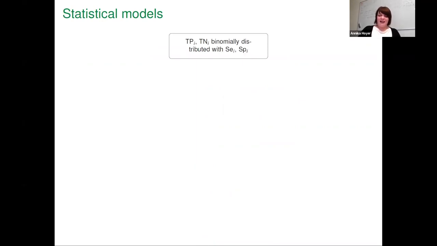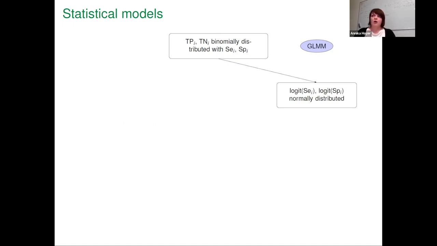Good news is that there already exist several approaches for the meta-analysis of diagnostic test accuracy studies. And the standardly used approaches start with the same assumption. We assume that the numbers of true positives and true negatives are binomially distributed with the sensitivity and specificity as success probabilities. This is the main assumption in most of the models. The model that is then used and also recommended by Cochrane is to apply a generalized linear mixed model. That means we logit transform our sensitivity and specificity, which are then normally distributed, leading to logistic-normally distributed numbers of true positives and true negatives per study.